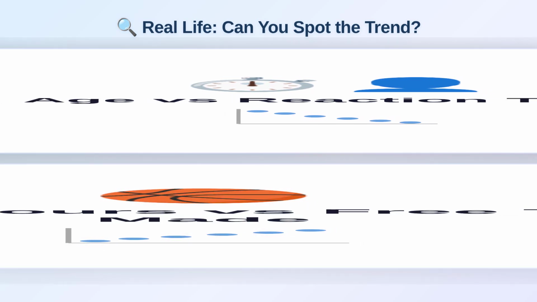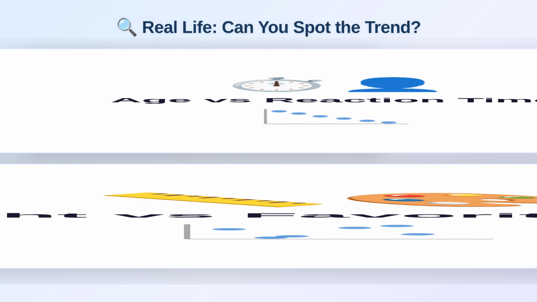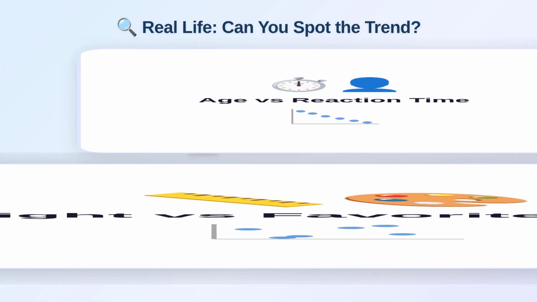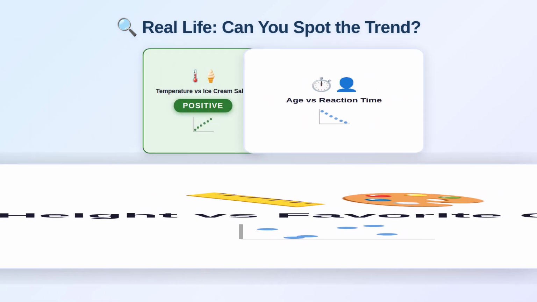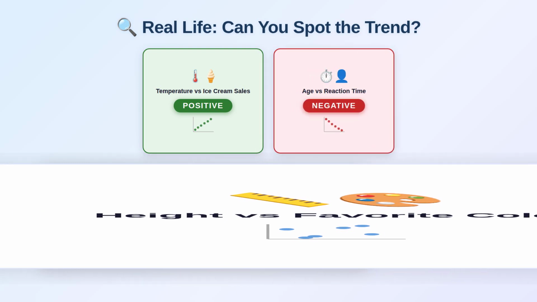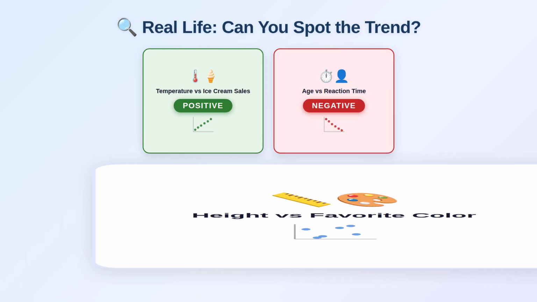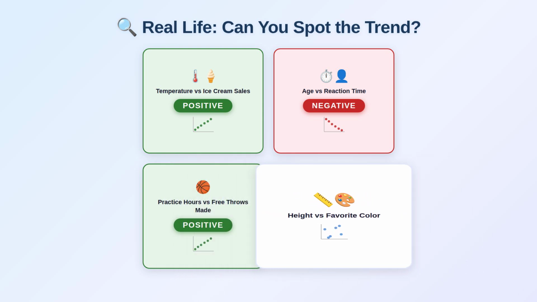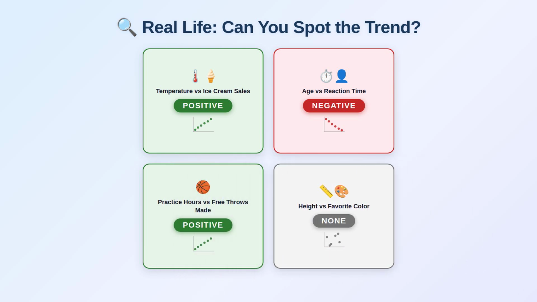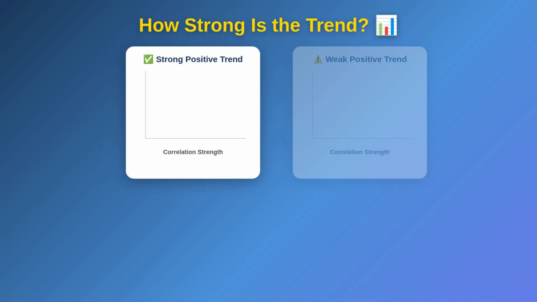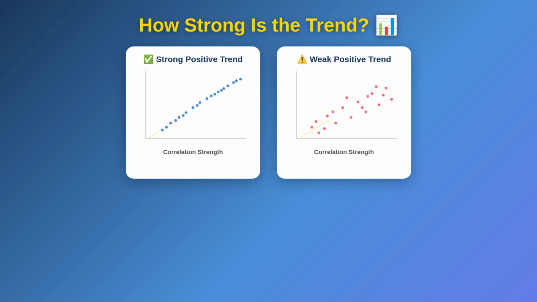Let's think through some real-life examples. Temperature versus ice cream sales. As it gets hotter, people buy more ice cream. That's a positive trend. Age versus reaction time. As people get older, reaction time often slows down. Negative trend. Practice hours versus free throws made. More practice means better shooting. Positive. And what about height versus favorite color? There's no connection there. That's no correlation. Maya is flying through these now. Are you keeping up?